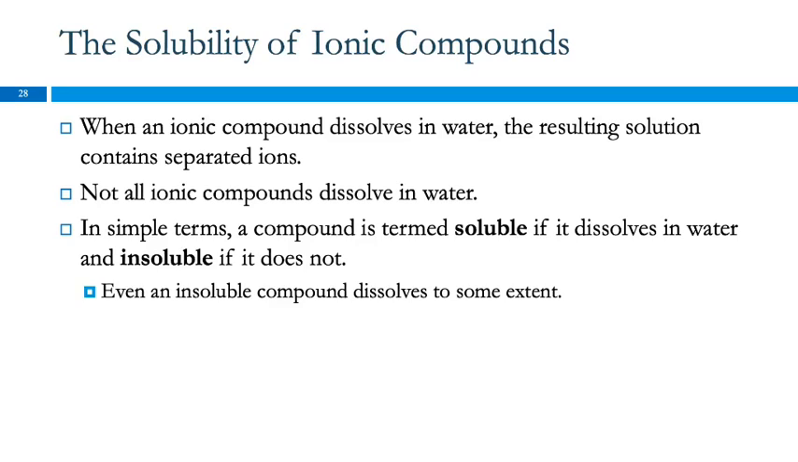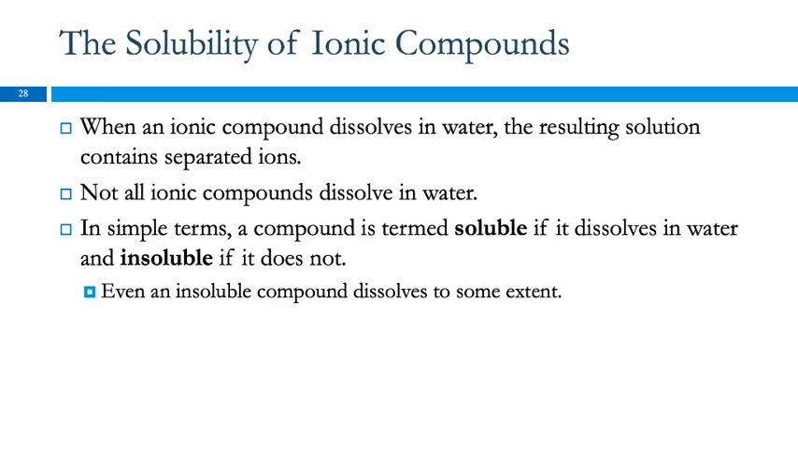So when an ionic compound dissolves in water, we get separated ions, but not all ionic compounds dissolve. In very simple terms, we can say something is soluble if it does dissolve, or insoluble if it does not dissolve. Now the truth is, as you will learn in Chem 1B if you take that, even an insoluble compound dissolves to some extent, but it is not important.